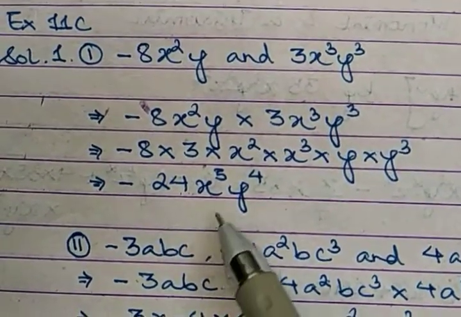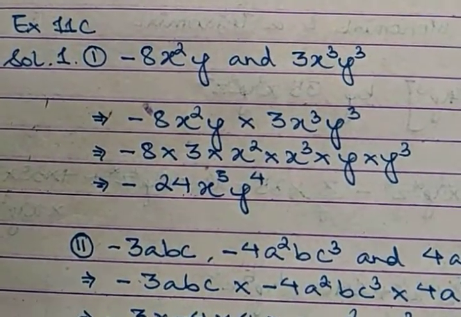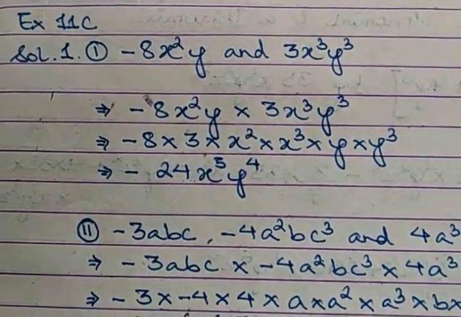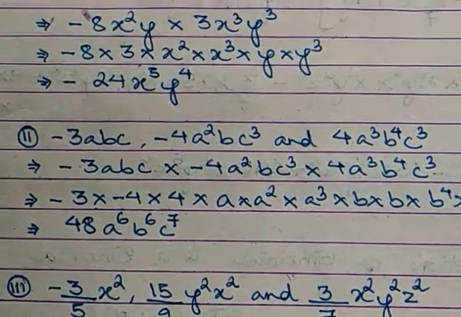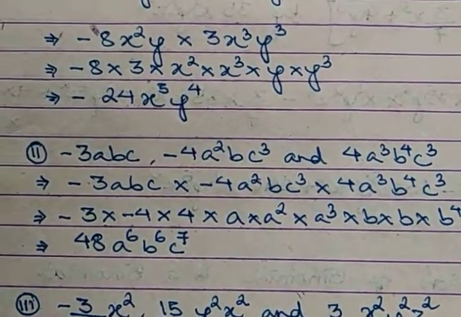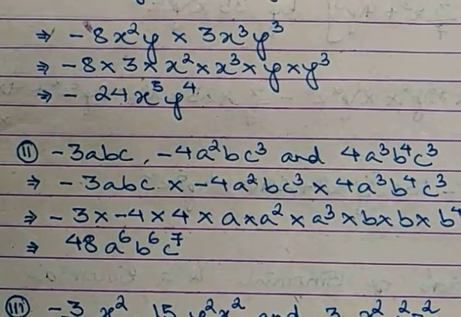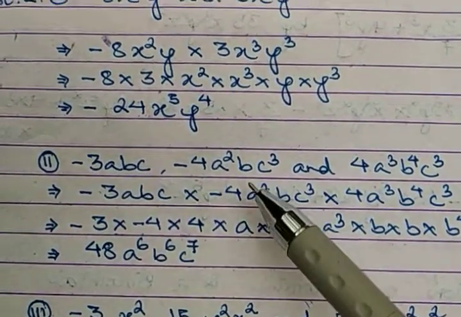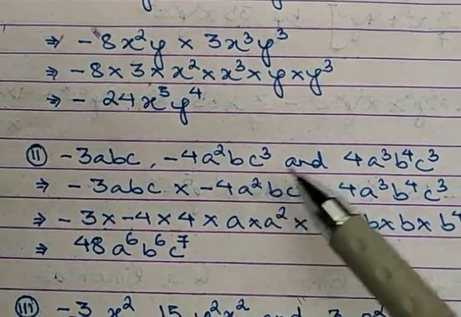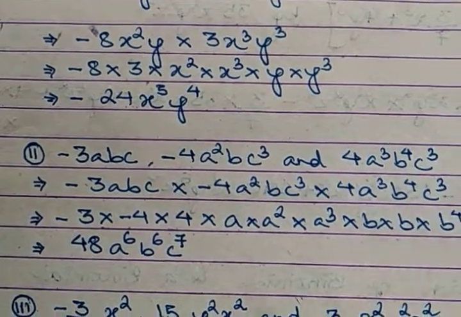See, minus 24, x to the power 5, y to the power 4. Moving on to the next question. What we have here is multiplication of monomial and monomial, but we got three monomials out here. See, minus 3abc, minus 4a square b c cube and 4a cube b to the power 4 c cube.